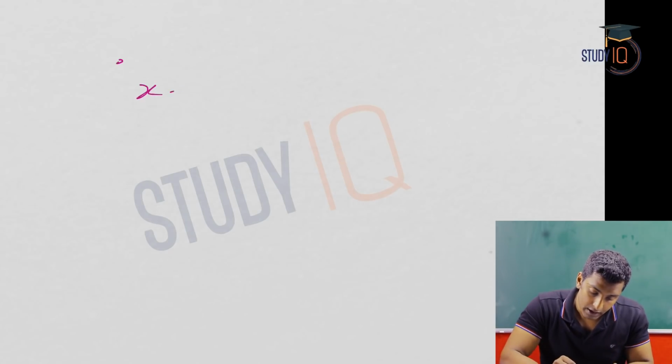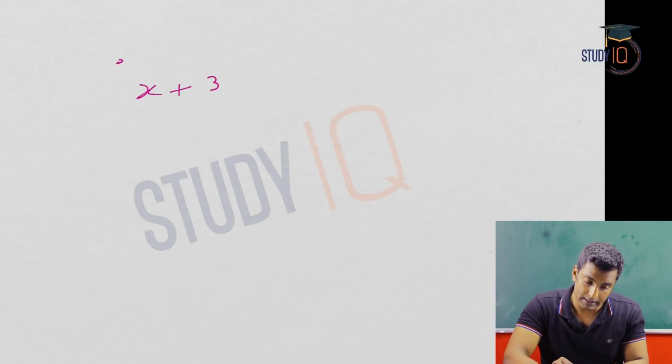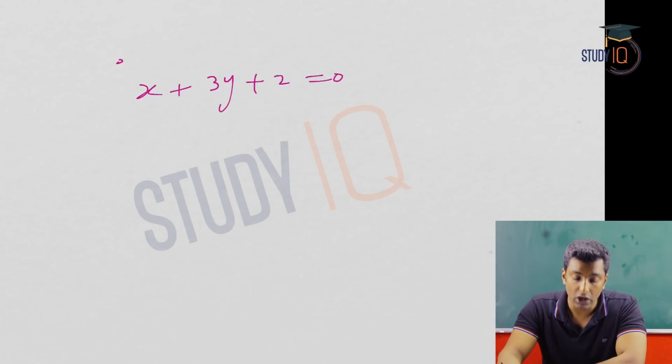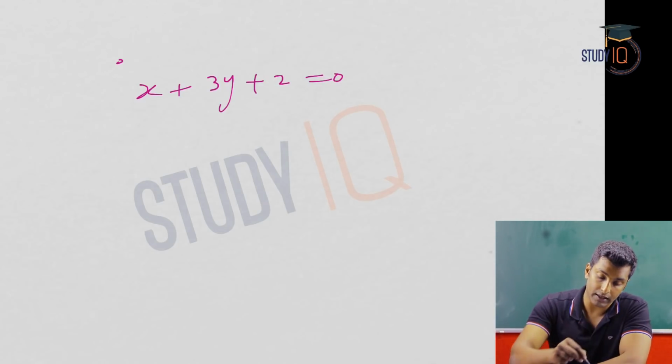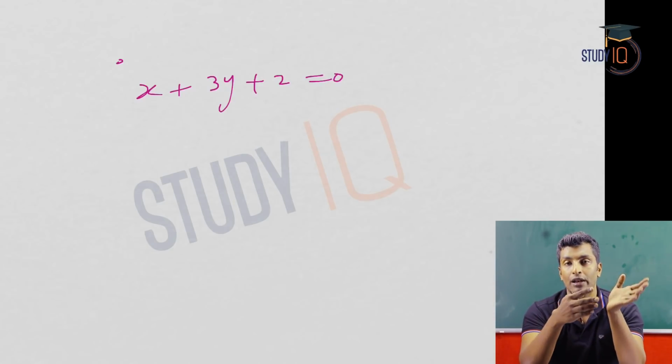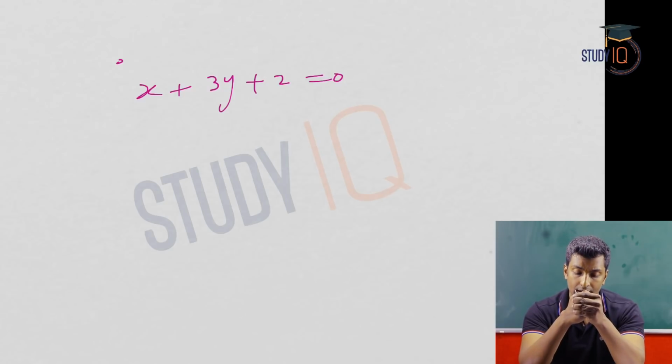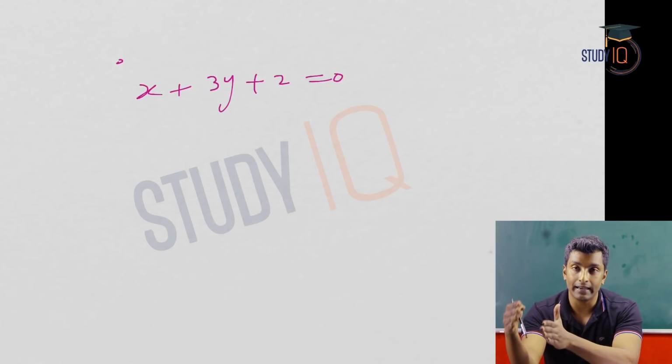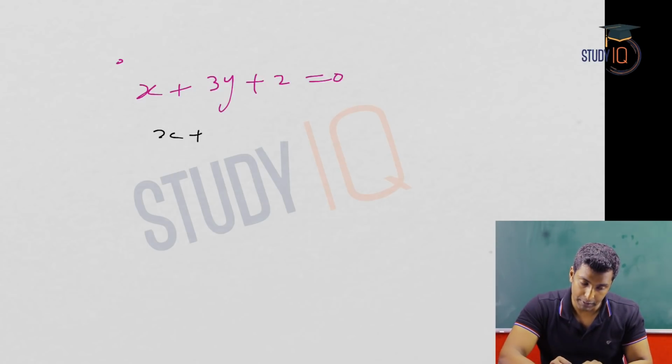Okay, so I give you an equation in the general form: x plus 3y plus 2 equal to 0. Forget about the first method. That's how you got it. You can put those values which we have learned by using the equation. The shortcut: take the constant to the right hand side. What I'm going to do is x plus 3y equal to minus 2.